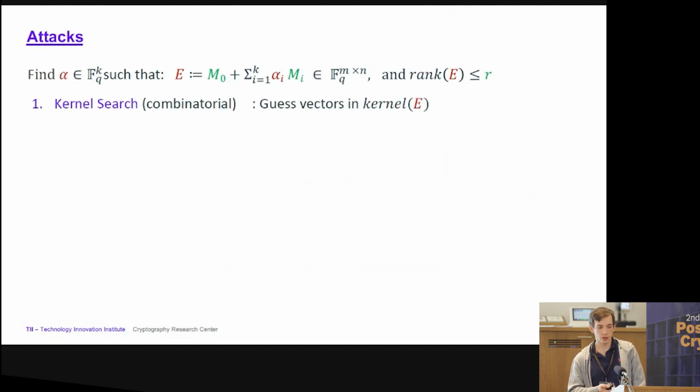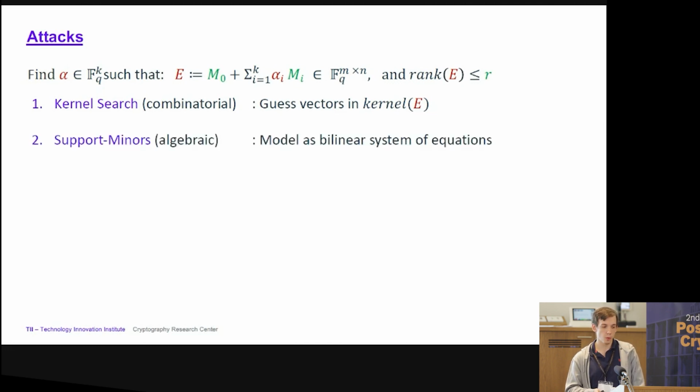There is a kernel search algorithm, which is a somewhat combinatorial technique where you guess vectors in the kernel of E. And if you know enough of these vectors, you can solve for E. Then there is a support minus modeling, which models the min-rank relation as a bilinear system, similar to the Kipnis-Shamir modeling, but a slightly different modeling, and then uses some algorithms to solve these bilinear systems. And there is a big K attack, which relies on guessing entries of E, and then solves for E.